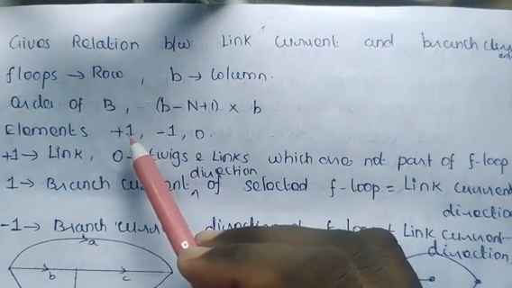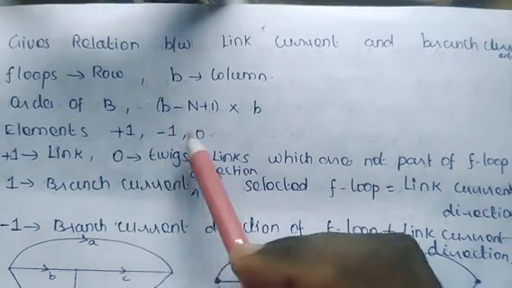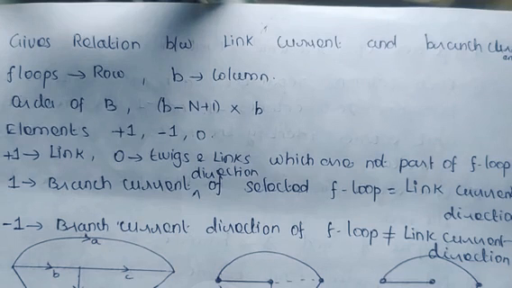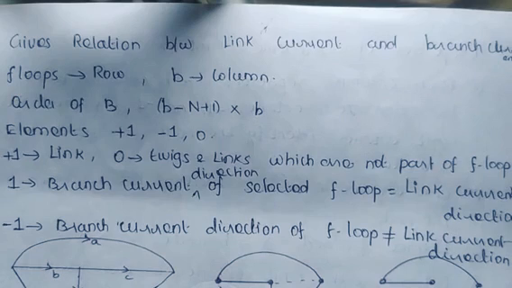Our matrix elements will be the same as those of the incidence matrix: plus 1, minus 1 and 0. The link which makes the fundamental loop takes the value plus 1. And twigs and links which are not part of the fundamental loop take the value 0. Similarly, if the branch current direction in the selected fundamental loop is the same as the link current direction, then it takes the value plus 1, otherwise it takes the value minus 1.